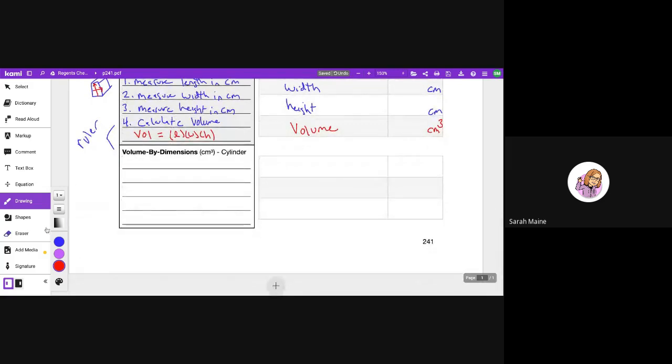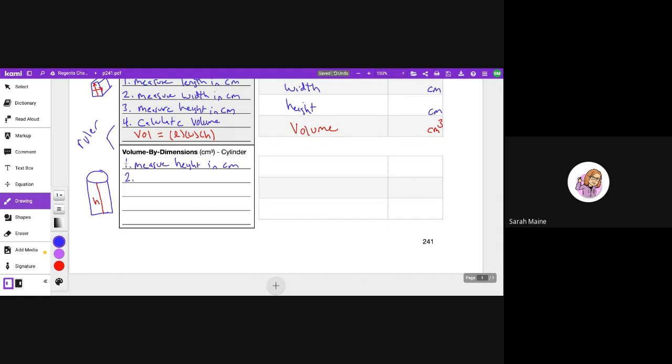Now, the other shape that we tend to work with is a cylinder. So here we have a cylinder. And once you see my awful drawing of a cylinder, you probably have an idea of what you need to measure. So step one, you need to measure the height. And of course, in science class, we work metric, so we're going to measure it in centimeters. So that's the height or the length of the column part of the cylinder.